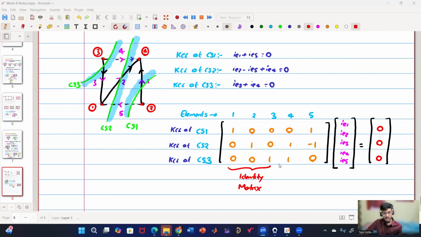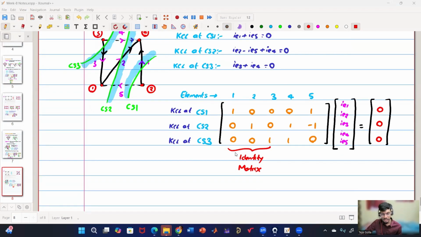Okay, so is this clear, everyone? How we are getting this matrix? Cut set matrix.